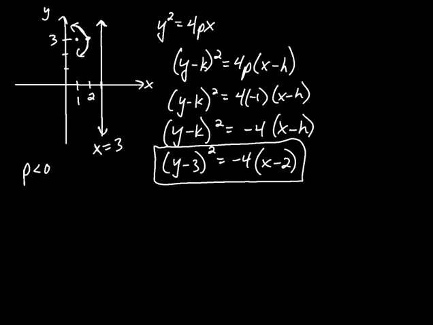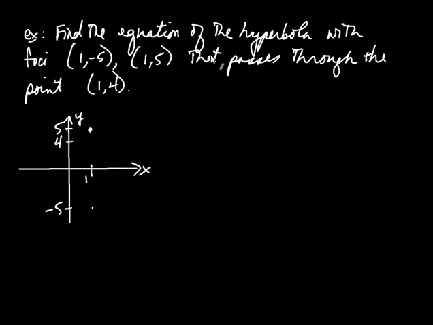All right, let's see an example now for hyperbolas. So let's find the equation of the hyperbola with foci (1, -5). So here's one of the foci, and then (1, 5), that passes through the point (1, 4). So the hyperbola goes through this point right here.